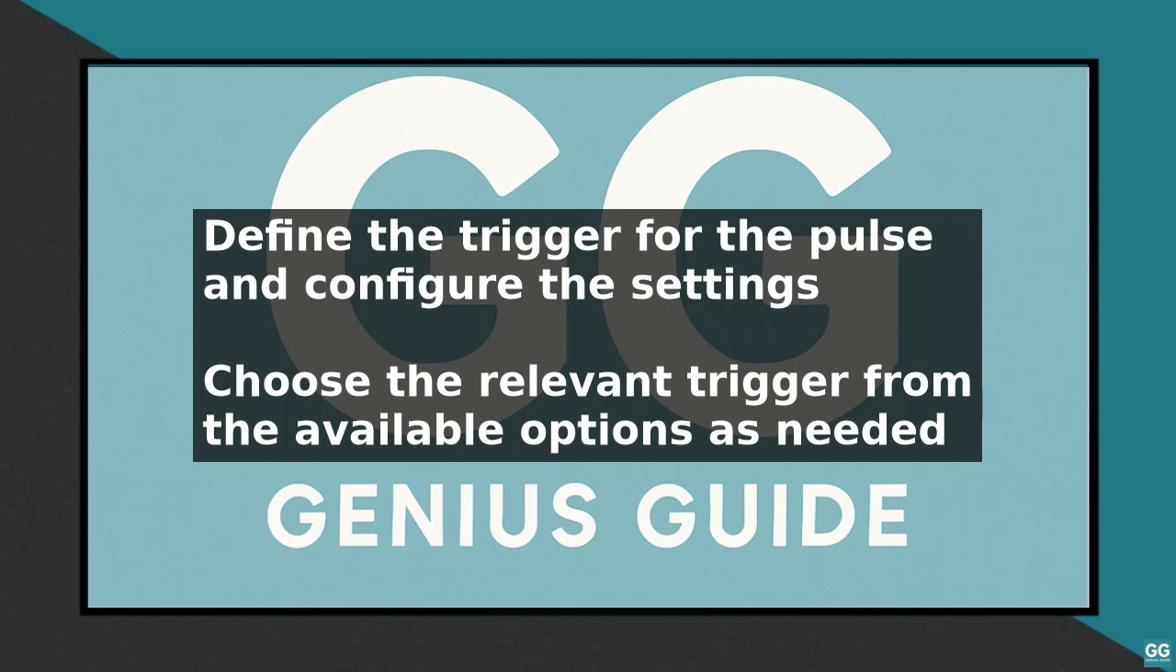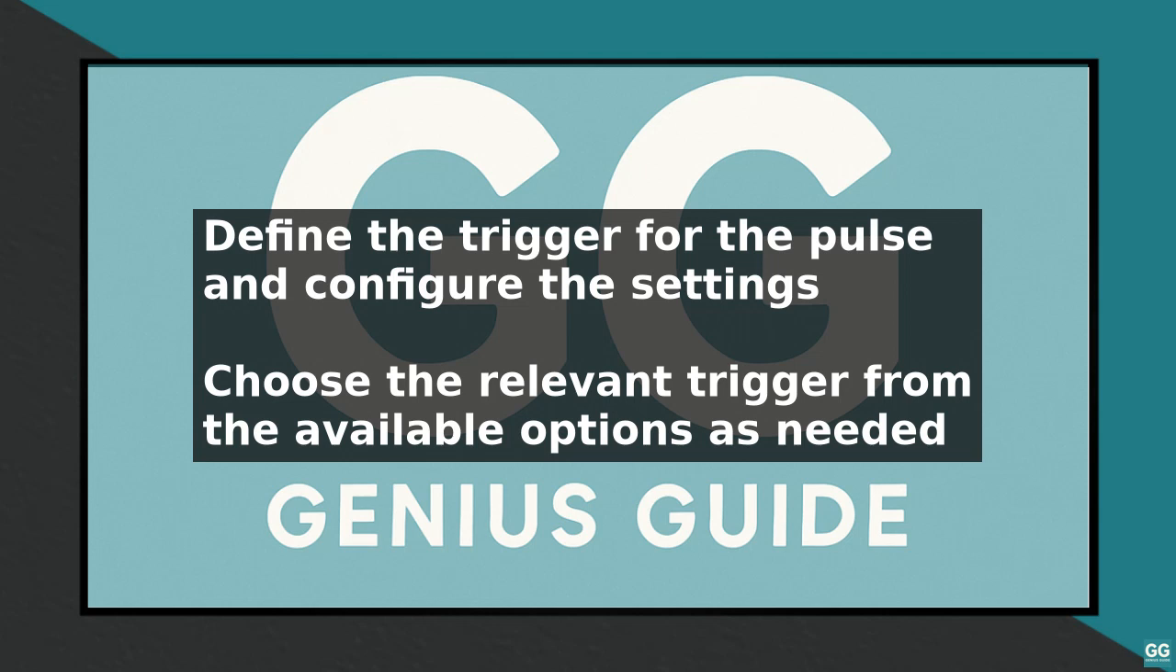Next, define the trigger for your pulse, which is the event that will activate the automation. For example, you can set the trigger to when an item is moved to a specific group or when a specific column is updated. Choose the relevant trigger from the available options and configure the settings as needed.